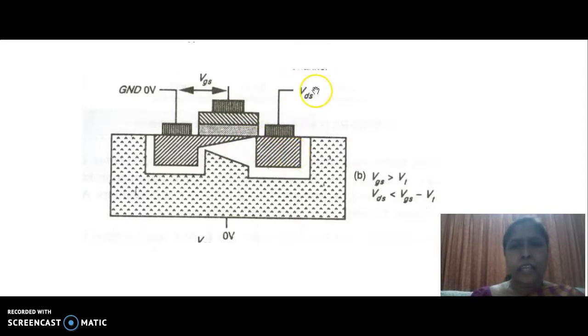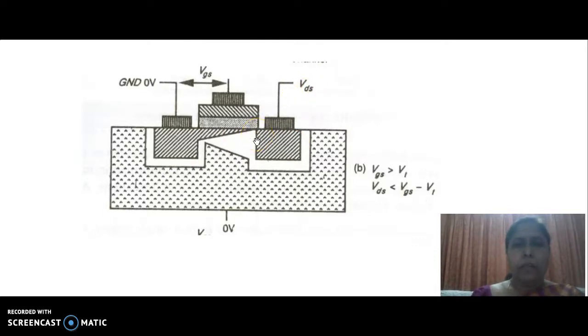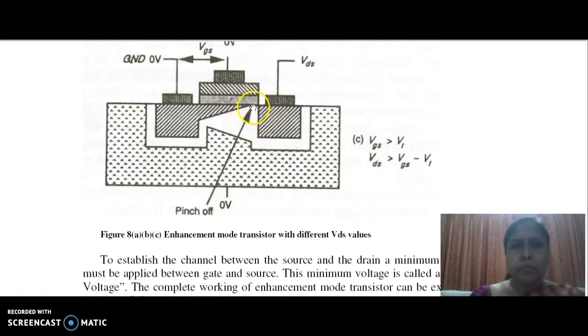As we further increase VDS above this point, what happens? The pinching of the channel occurs at an earlier point. Now, once VDS exceeds VGS minus VT, the device is said to be in saturation region, and in this region the current is constant and it no more changes with increase in VDS. In other words, it remains constant.